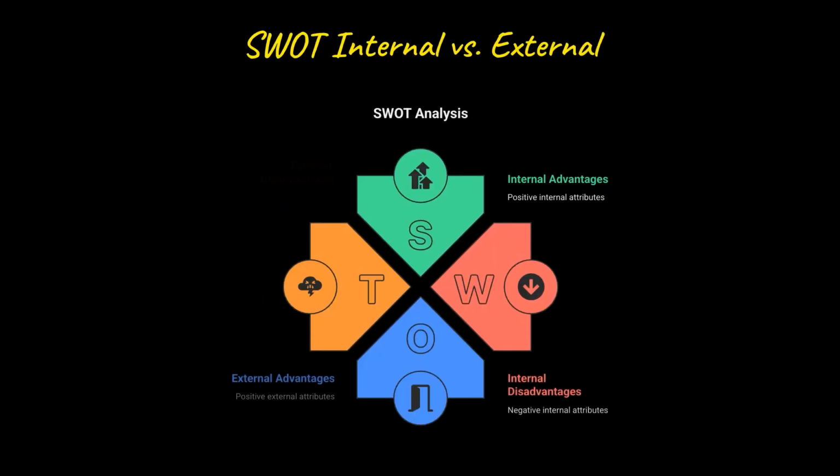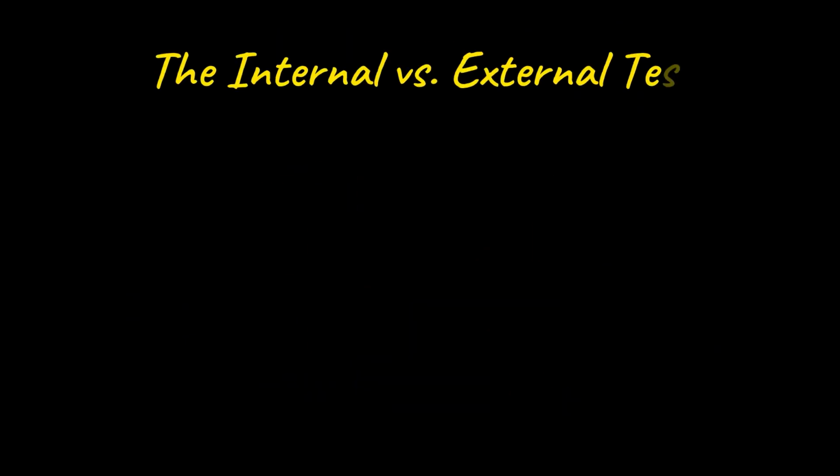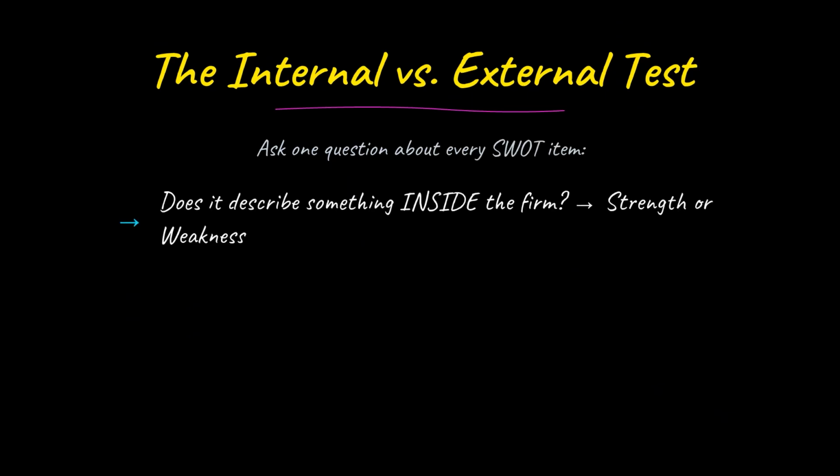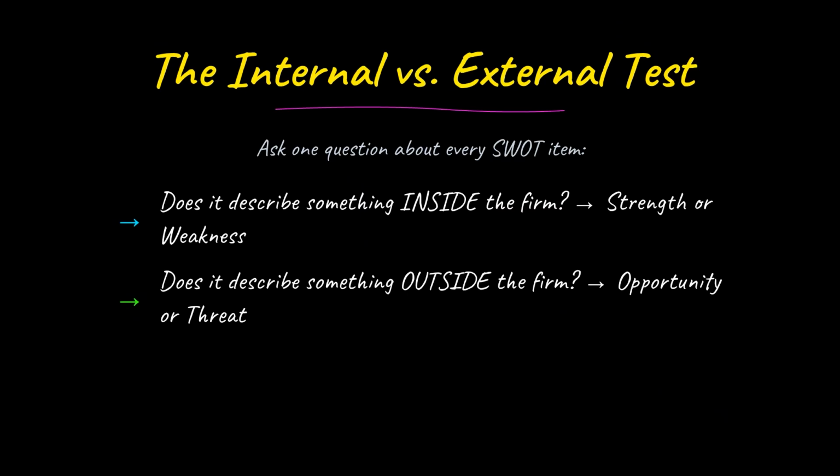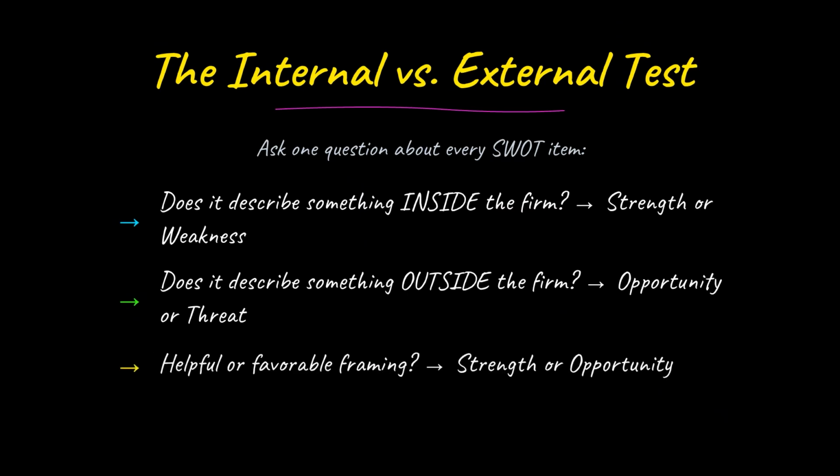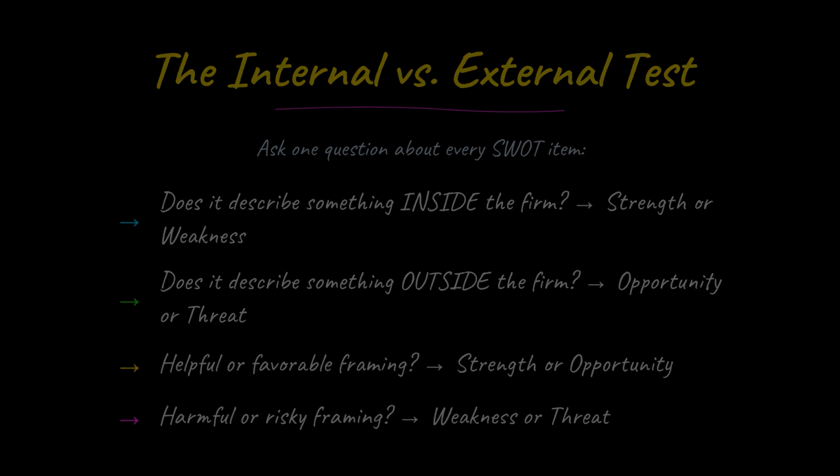Picture the matrix split horizontally down the middle. Everything above the line lives inside the company's own walls, strengths and weaknesses. Everything below that line exists out in the world, opportunities and threats. Placing an item in the wrong half is the most common exam error. Apply a single test to every item. Does it live inside the company, among its own resources and capabilities, or does it live outside, in the market or environment? Only after settling internal against external do you decide whether the item helps or harms the firm.